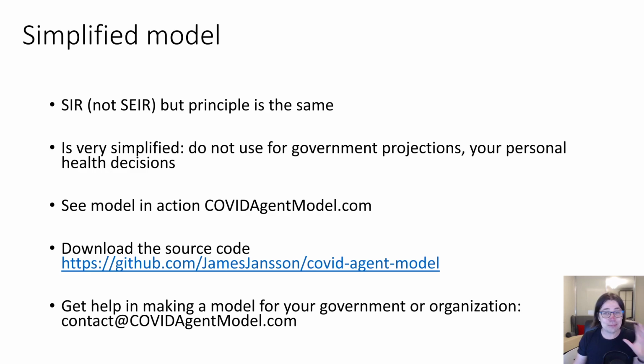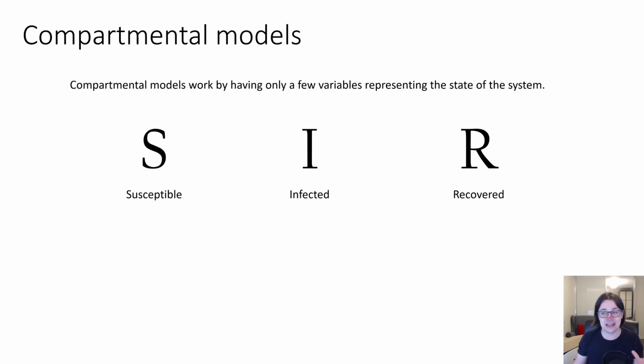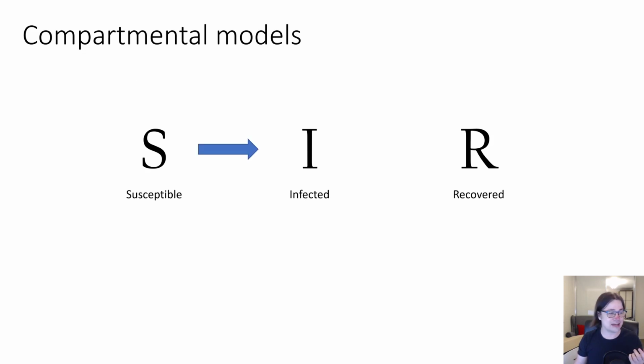So back to what a compartmental model is. It works by having only a few variables that represent the state of the system. So like I was saying before, susceptible, infected, and recovered. And the people who start in the susceptible pile, as they get infected, they start to move into the infected pile. And the people who are in the infected pile, as they start to get better, they move into the recovered pile. And they do this at a very predictable rate in a compartmental model.